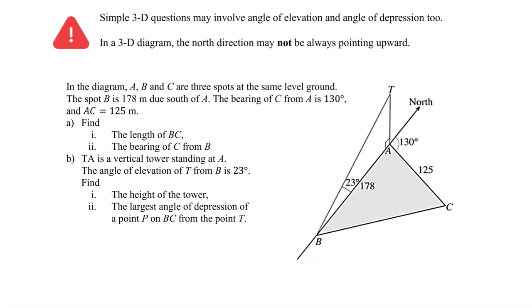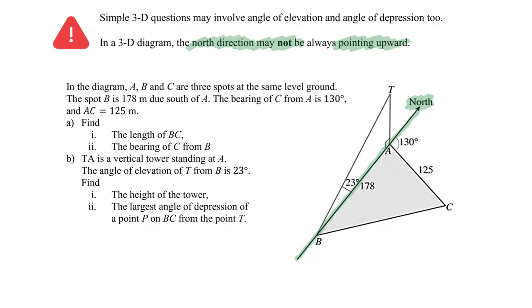Hello everyone, welcome to this example where we are exploring this particular problem. This problem is also an example of how in certain 3D diagrams the north direction may not always be pointing upwards. Looking at this north arrow, it is actually pointing in a direction that is not upwards.